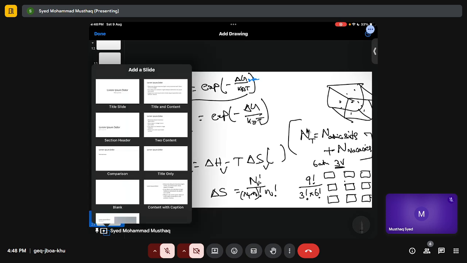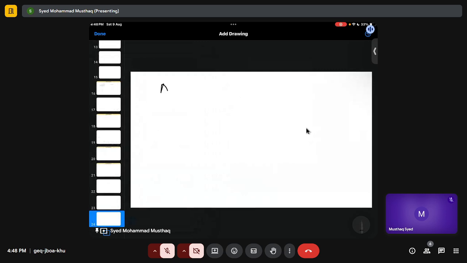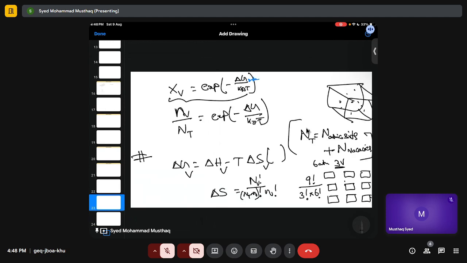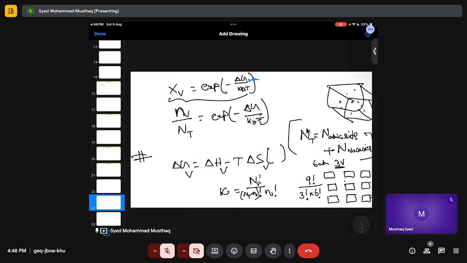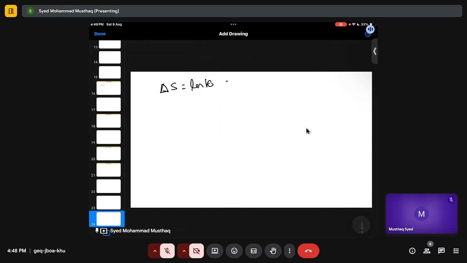Now we know the entropy S equals k ln W. So it is not delta S, it is W, so it is ln W. Then that will be ln NT factorial minus ln (NT minus NV) factorial minus ln NV factorial.